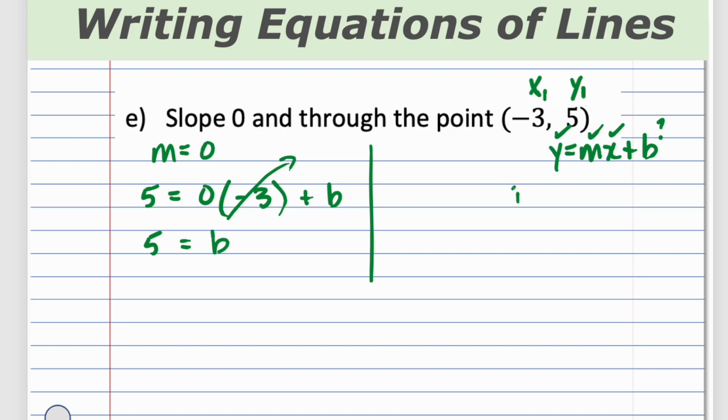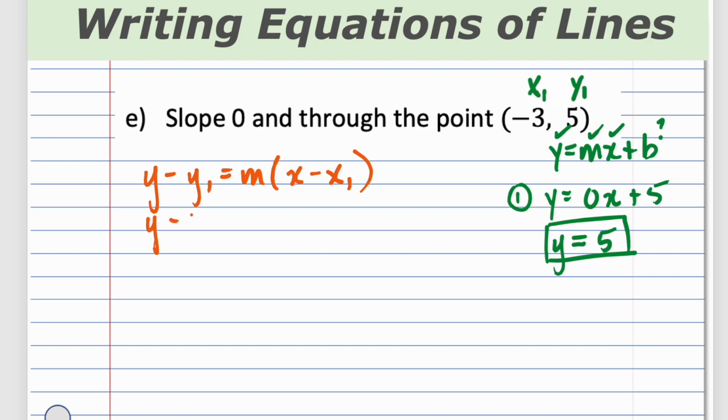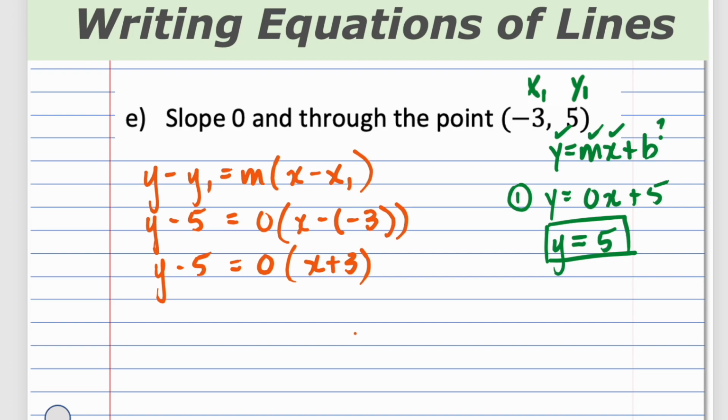Therefore, the first version would be y is equal to 0x plus 5, which is just y is equal to 5, a horizontal line. And we'll check out the point slope form. Y minus the y value. The slope is 0, x minus the x value. Y minus 5 is equal to 0 bracket x plus 3 would be the form.